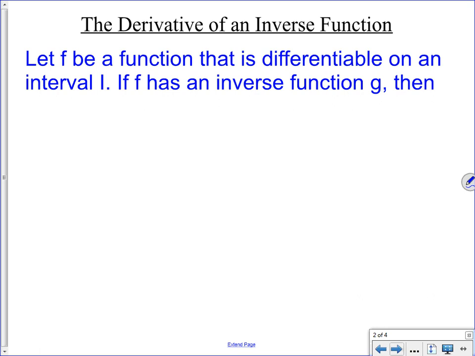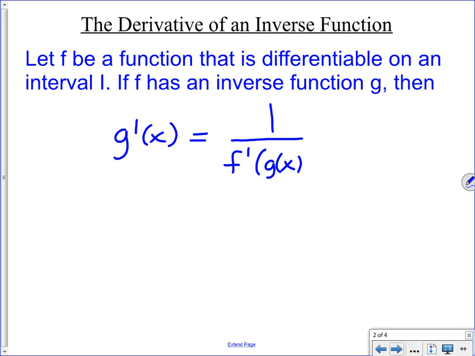Here's our formal definition. Let f be a function that is differentiable on an interval I. If f has an inverse function g, then g prime of x would equal 1 divided by f prime of g of x. That is basically what we just wrote on the previous slide, but I wanted to show you where it comes from. So this is just another rule that you need to know. But let's look at some examples of how we might use this.